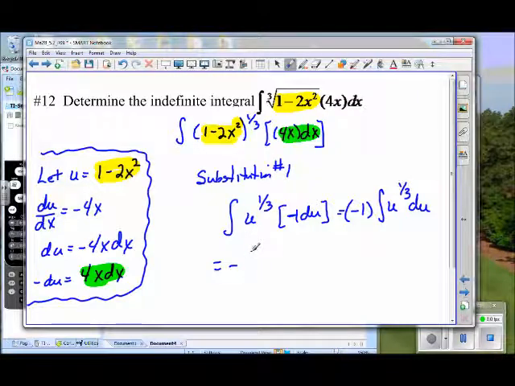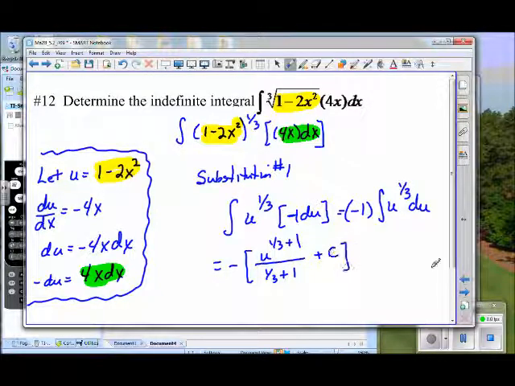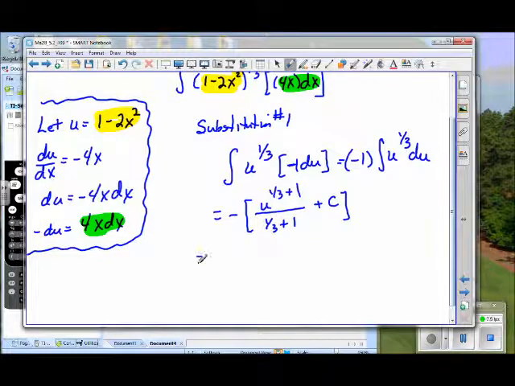And I'm going to add 1 to the exponent, and then divide by that new exponent. And of course, make it plus c. So I end up with negative u to the 4/3 power, divided by 4/3. I'm just going to continue to say plus c because I'm adding a constant. My constant is just any value at all.